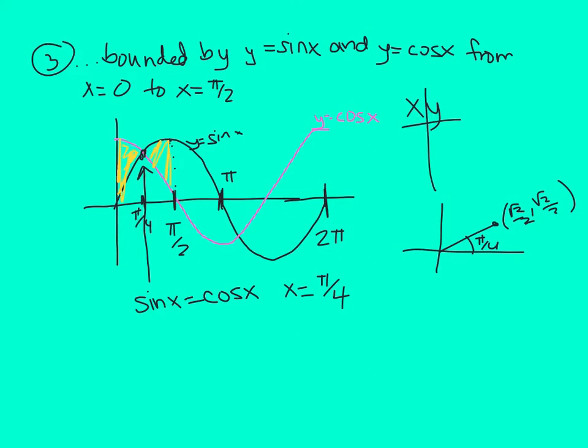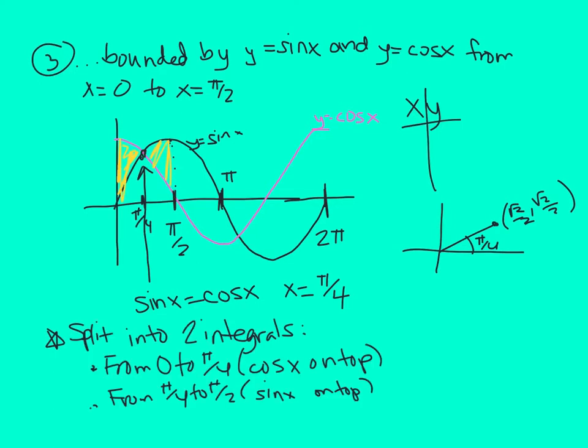Now we need to split this up depending on what's on the top. So I'll actually write out what we're going to do. So here I wrote it out in words just so you could see what's happening. So from 0 to pi over 4, the cosine x is the upper function. From pi over 4 to pi over 2, the sine of x is the upper function. I would like you to try to see if you can write the two integrals on your own, and then we'll do them together. So pause it and try it out.